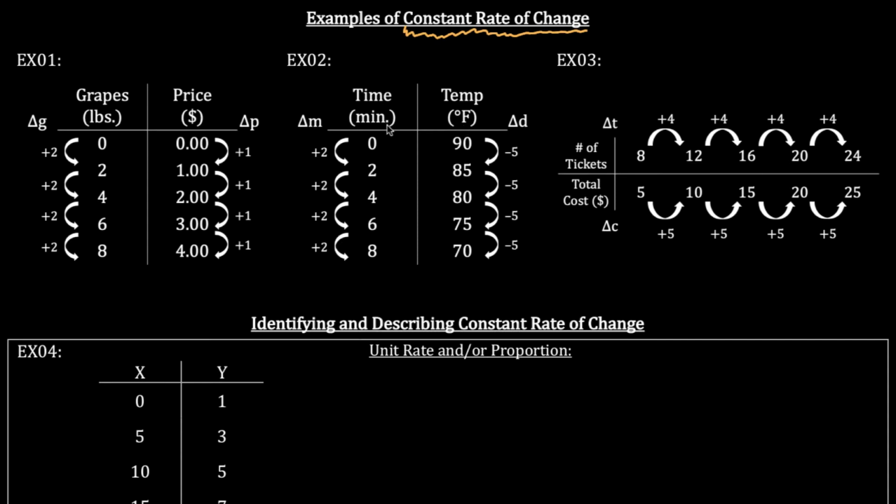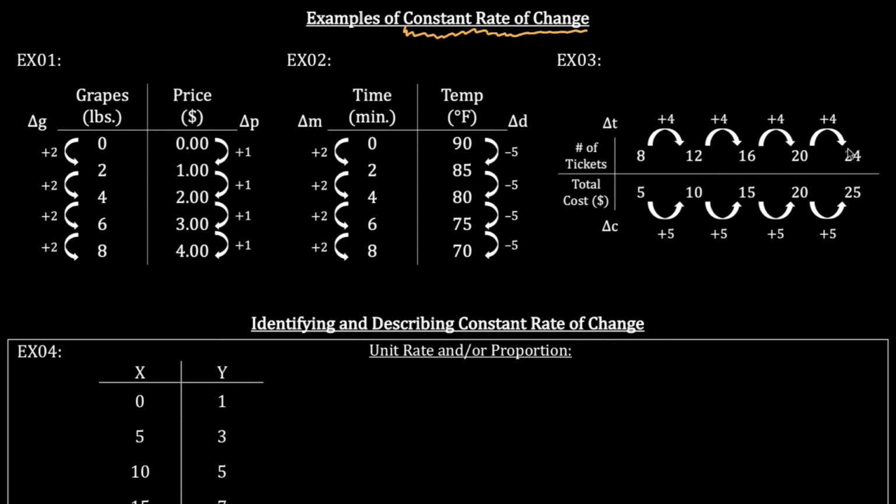So we have time measured in minutes, temperature measured in degrees Fahrenheit. So the temperature goes from 90 to 85, 80, 75, 70. If you notice, it decreases by 5 degrees, 5 degrees, 5 degrees, 5 degrees. And this is plus 2 minutes, plus 2 minutes, plus 2 minutes, plus 2 minutes. So the temperature decreases by 5 degrees every 2 minutes. Constant rate of change. It's constantly changing the same way.